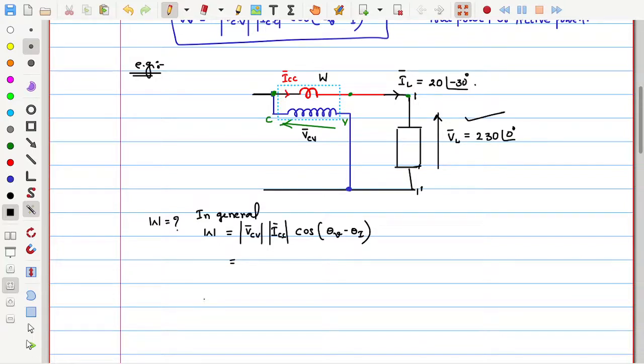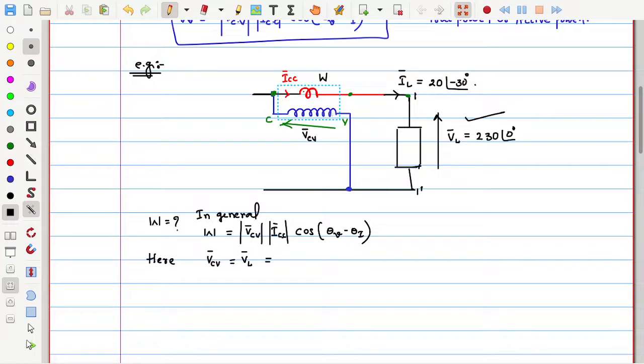That means VCV is equal to VL, that you could observe here. Here, we need to interpret that where the voltage coil is connected, is it connected across this load or some other load? If so, how much is its voltage? That we need to interpret.